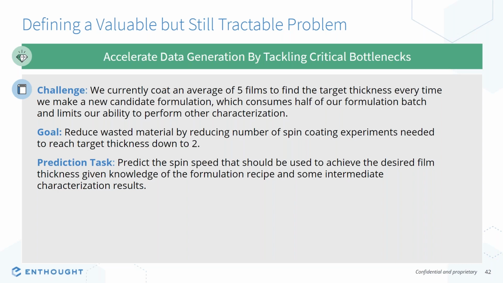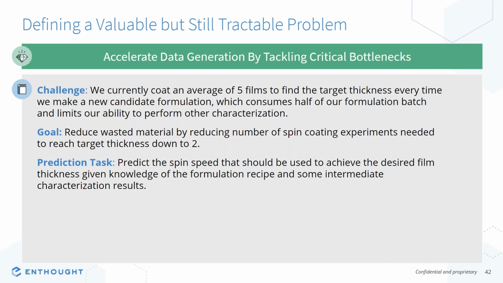So here's an example problem. The challenge: we currently coat an average of 5 films to find the target thickness every time we make a new candidate formulation, which consumes half of our formulation batch and limits our ability to perform other characterization downline. If you've ever seen a spin coating experiment performed, if you were to bring your synthetic colleagues and watch it, half of that fluid or more, up to 90% of the fluid, spins off that film and is caught by the bowl. All that hard work that they did performing custom synthesis for you is wasted. You will realize how valuable it is to minimize the number of wasted spin coating experiments. So our goal here is to reduce this waste. Let's reduce the number of spin coating experiments needed to reach our target thickness down to only 2. That's a benchmark we'll set for this task.